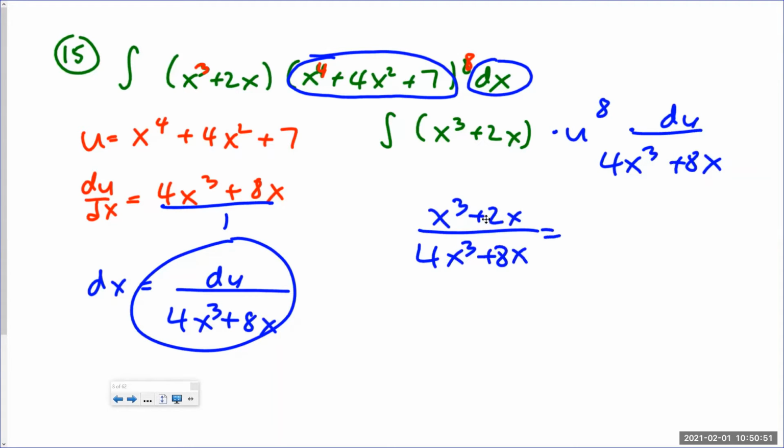Does it have something in common I can cancel out? Look on the top, there's nothing to factor out, but what can I factor out on the bottom? A 4. If you figure it out, you could factor out even more than a 4, a 4x, but let's just factor out a 4 because that'll match it with the top.